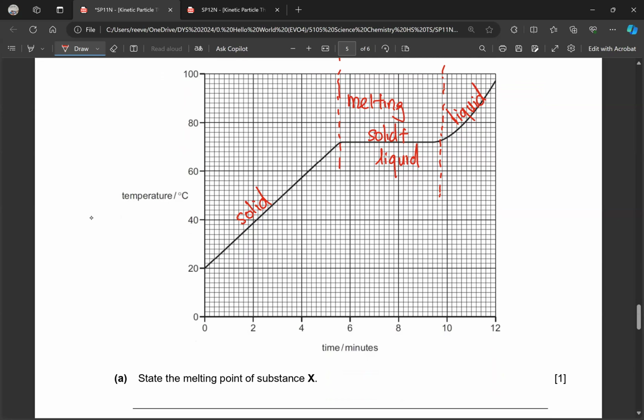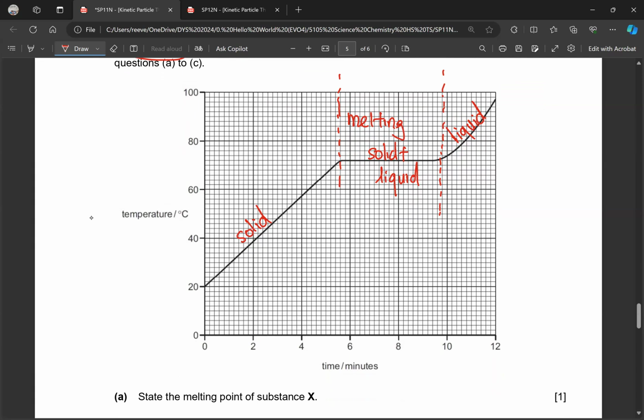Okay, first question. What is the melting point? Let's look at the graph. Where's the melting point? The melting point is where it starts to melt. That's called the melting point, isn't it? So over here, you can see melting starts, the horizontal part. So you just draw a dotted line.